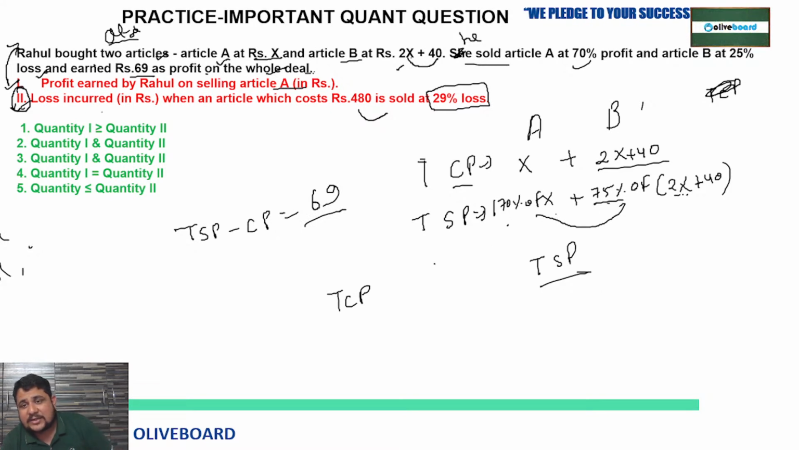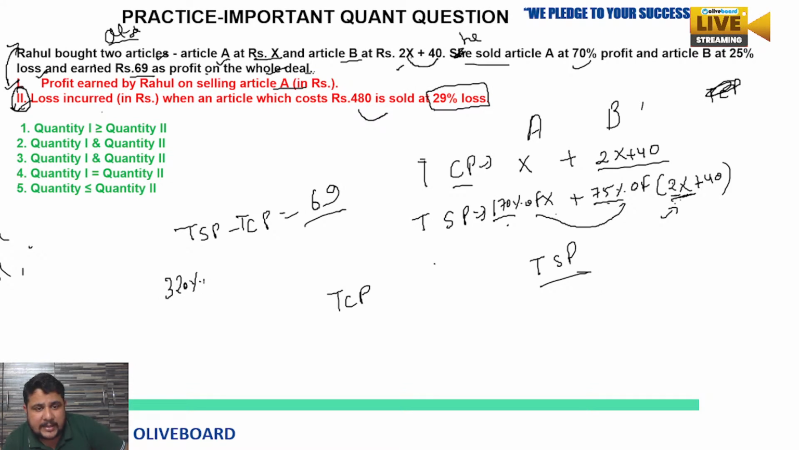So 75% of 2x is going to be 3/4 of 2x. Okay. 3/4 of 2x when you calculate, that is going to be actually 3 by 2 x, which is 1.5x. Clear? 1.5x means 150% of x. Okay, so here you can easily say that 150% of x is going to be plus 170% of x. So total selling price is going to be how much?